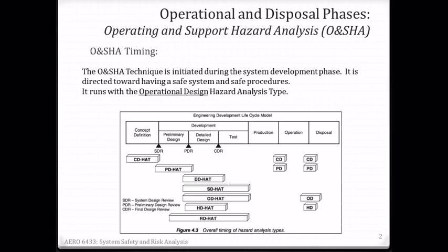The technique here starts in the system development phase, evaluating manuals and procedural documentation that's in the draft stage, and it continues through the disposal phase of the system. It can be completed over and over again as the system life cycle develops and as it moves into different phases. It's typically completed or continues along with the operational design hazard analysis type, the O-SHA.